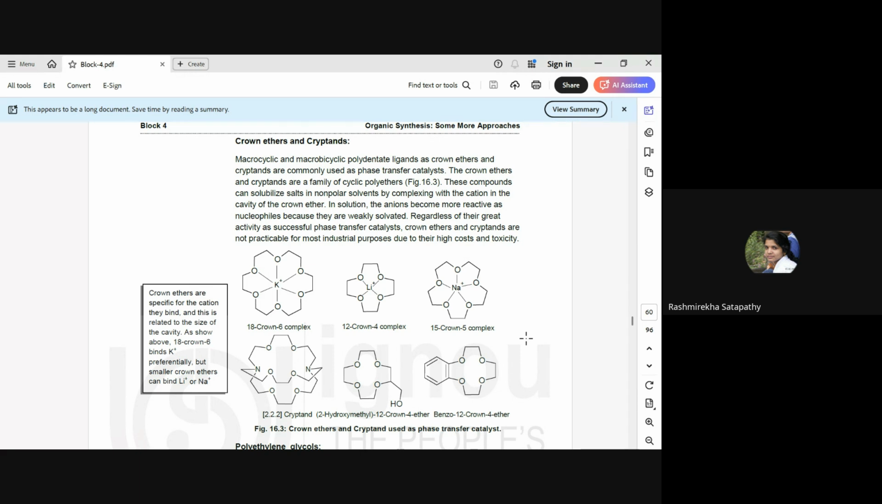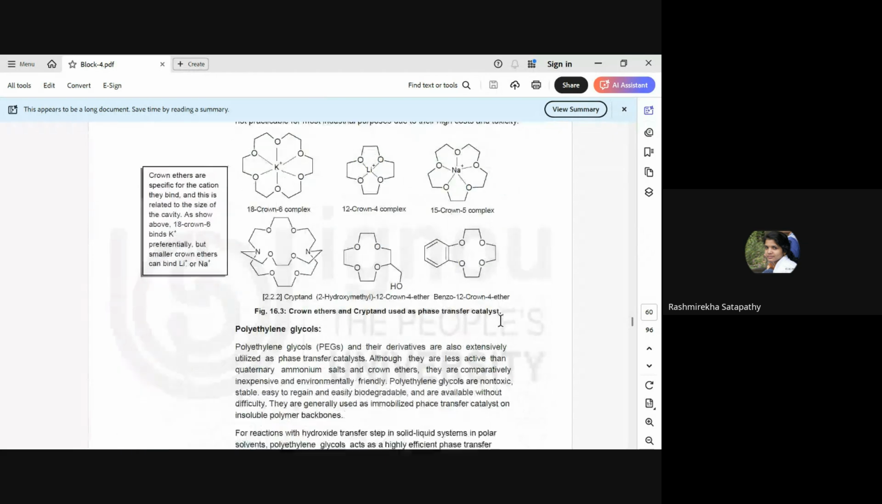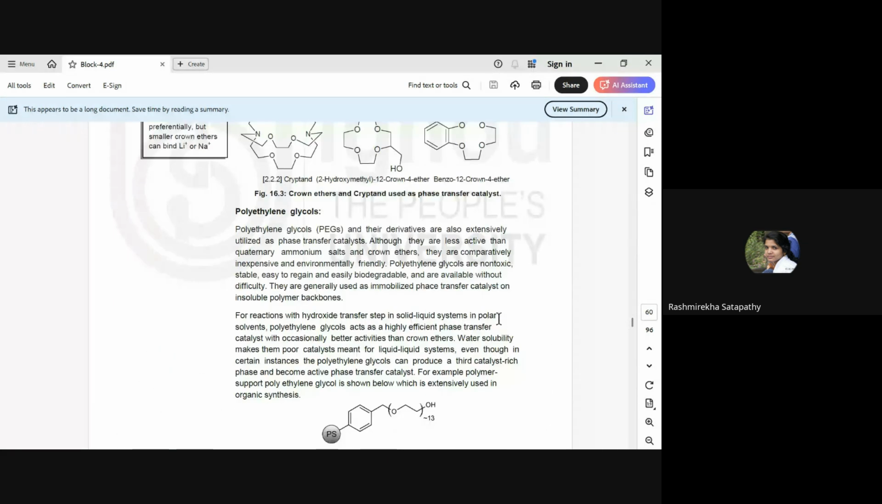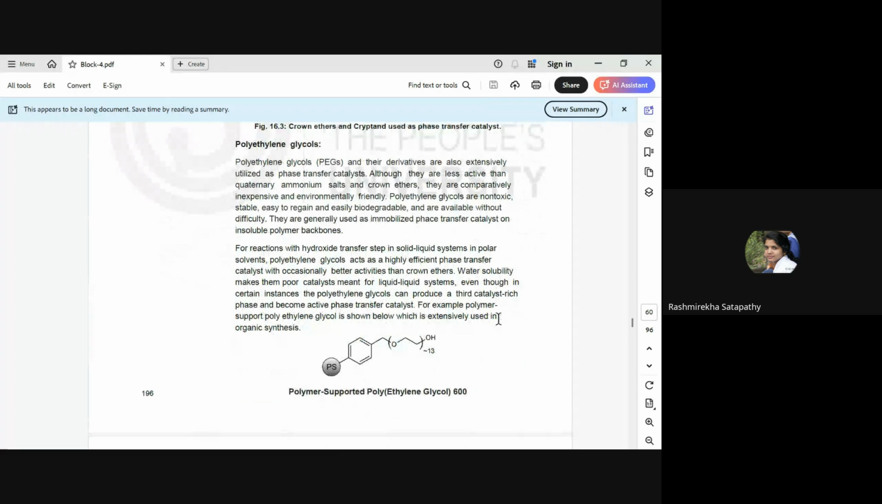Regardless of their great activity as successful phase transfer catalysts, crown ethers and cryptands are not practicable for most industrial purposes due to their high cost and toxicity. 18-crown-6 and 12-crown-4 complexes, these are the crown ethers. Polyethylene glycols, polyethylene glycol and their derivatives are also extensively used as phase transfer catalysts.